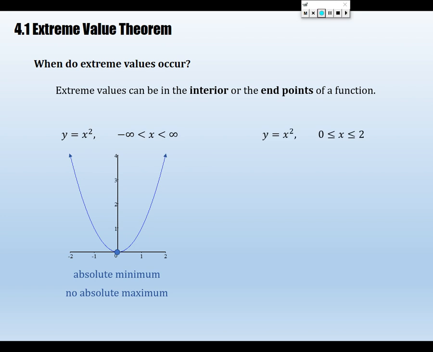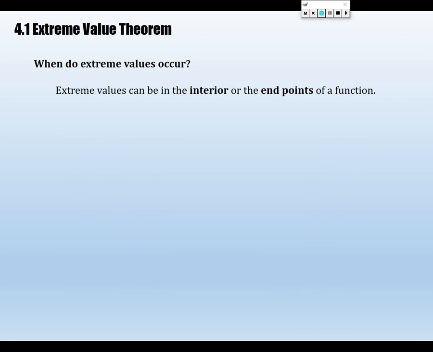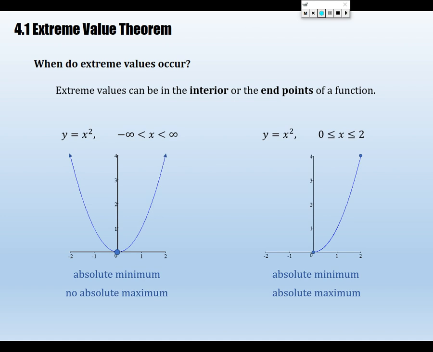What about x squared, though, on a different domain? So this is the function defined on this interval. What about that? Absolute min? Yeah. Absolute max? Yeah. And you can say what they are if you like, but the absolute minimum is 0 and the absolute max is 4 on that interval.